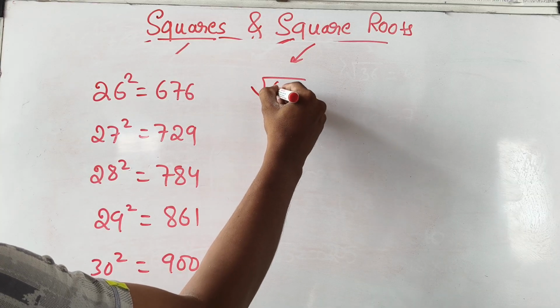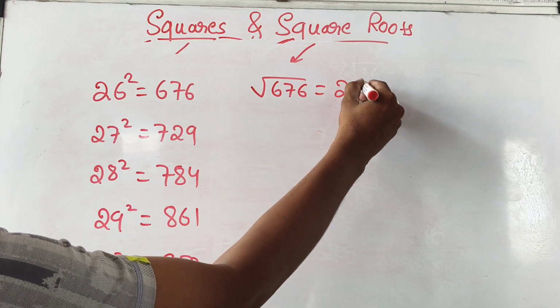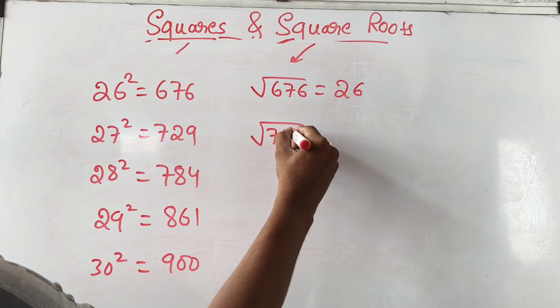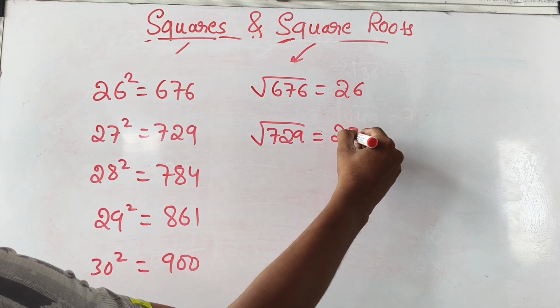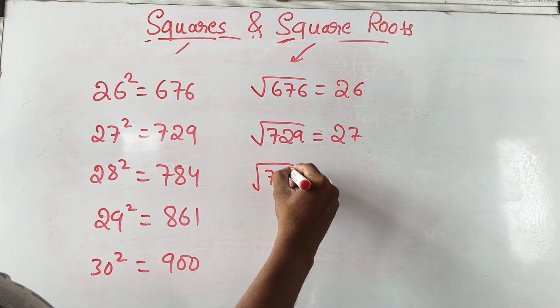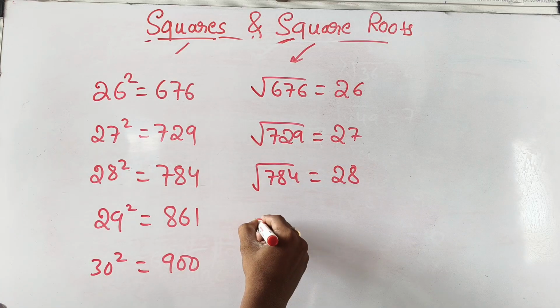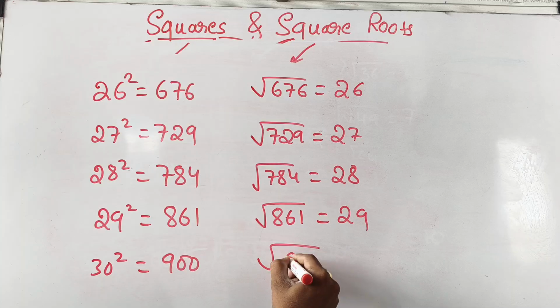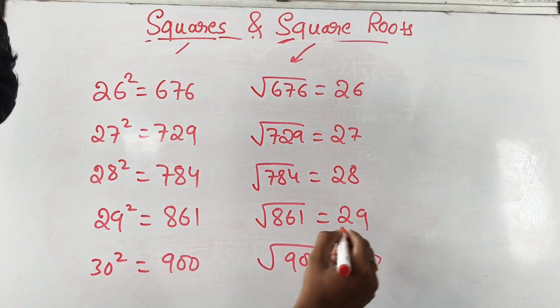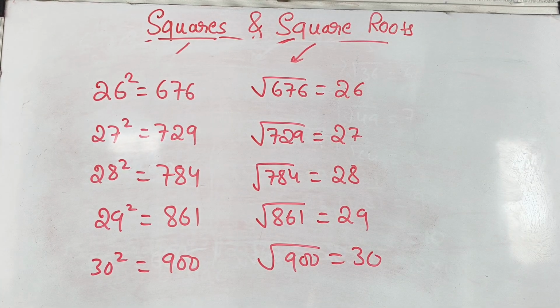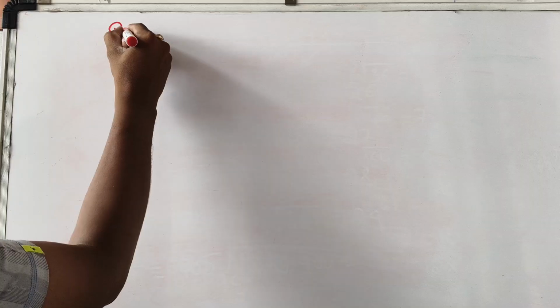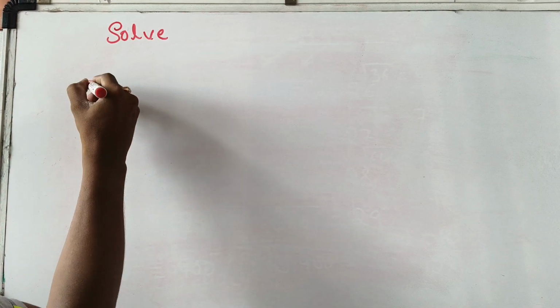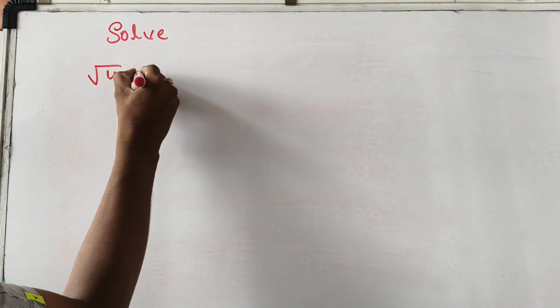Now we'll write the square root numbers. The square root of 676 is 26. The square root of 729 is equal to 27. The square root of 784 is equal to 28. The square root of 861 is equal to 29. And the square root of 900 is equal to 30. Remember, now we wrote all the squares and square roots from 1 to 30. Let's solve some questions based on squares and square roots.